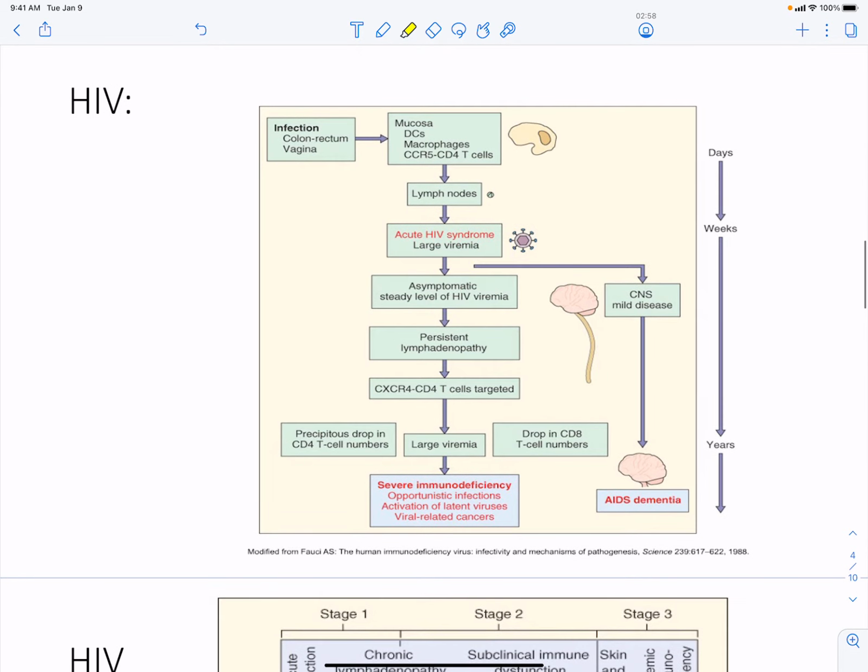Now, HIV is going to be transmitted naturally sexually, and then they're going to divide in the mucosa. Now, remember, in the mucosa, you have your macrophages as well as your CCR5 CD4 T cells. So the infection is thought to be a CCR5 tropic virus, because in the mucosa, you are going to have the chemokine CCR5.